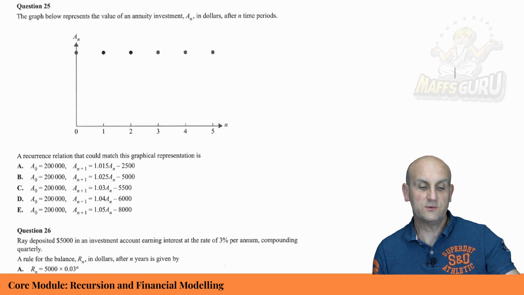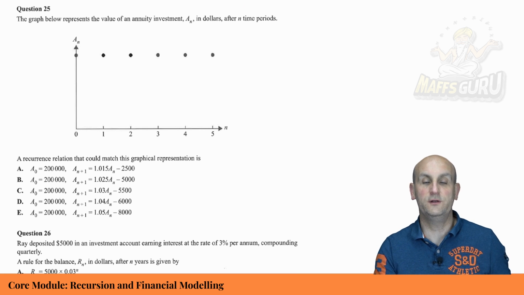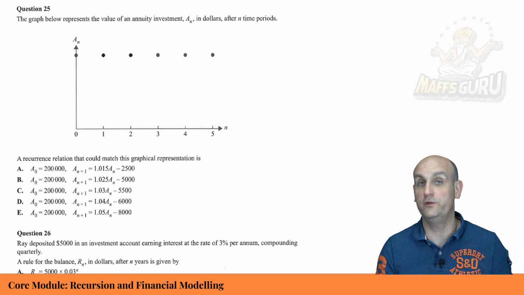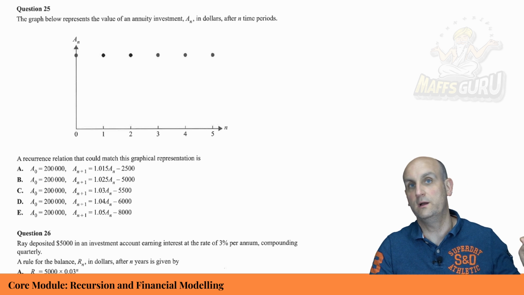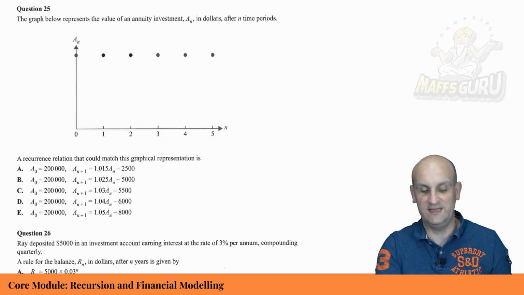$72.69. Question 25, the graph below represents the value of an annuity investment, A_n, in dollars after n time periods. Now again, what do you notice? Graph is flat. It is a perpetuity. Okay, so yes, it's an annuity, but it's also a perpetuity, which means the money we are getting paid must be equal to the interest.